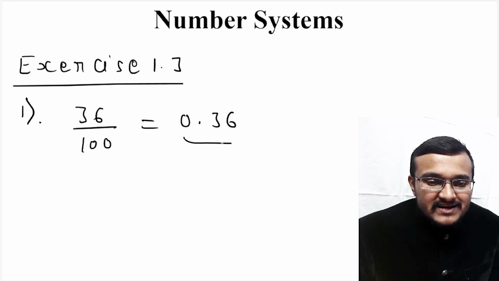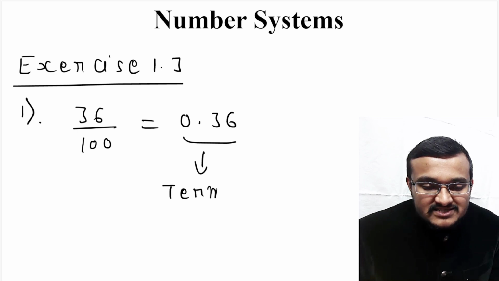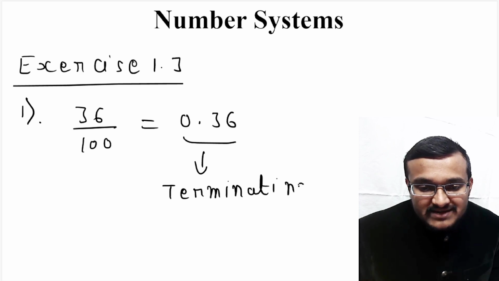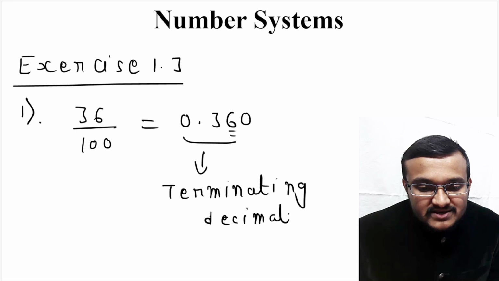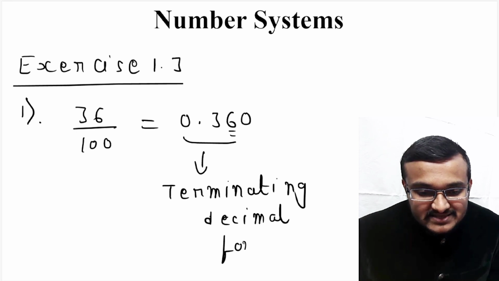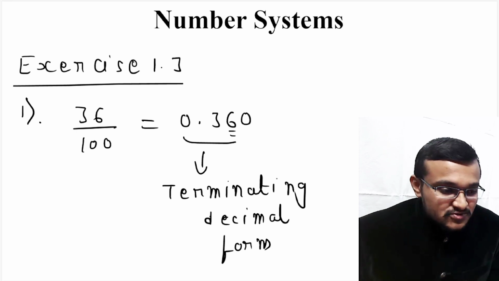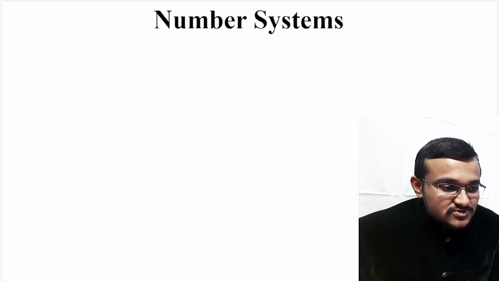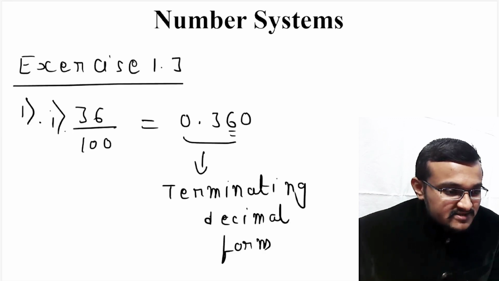So here, what kind of decimal are you getting? Here you are getting a terminating decimal form. That means after a particular number, it is terminating. So this is terminating decimal form. This is the first question.